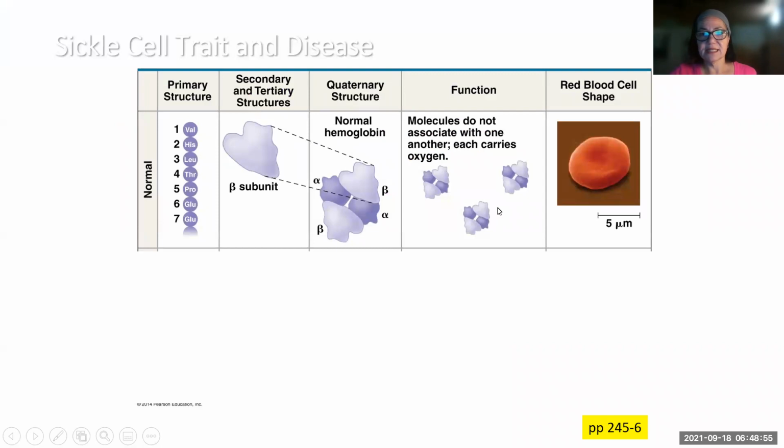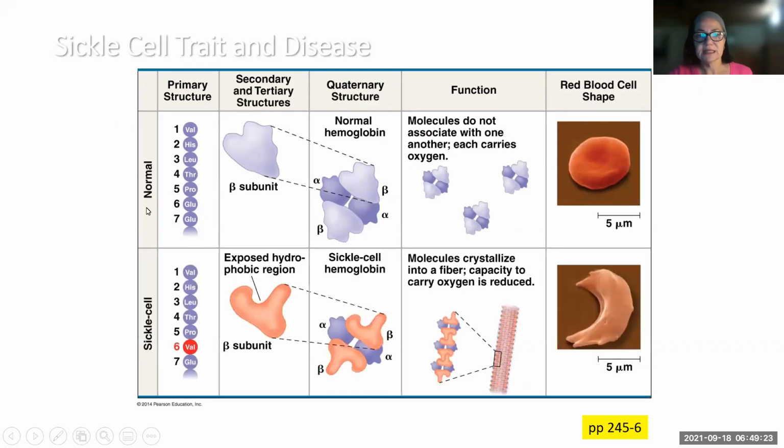You've already seen this diagram. We've got the normal primary structure. This is in the beta subunit. It folds a certain way and becomes part of this larger hemoglobin molecule, and these just float around each other here in the biconcave disc. In the case of hemoglobin S, there's a mistake in the DNA that leads to this primary structure, such that the amino acid in the 6th position is replaced with this amino acid in the 6th position.